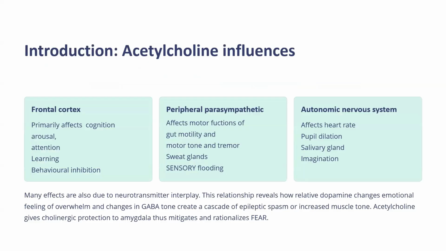Now, we will be introducing you to acetylcholine. This is the major neurotransmitter which is released at the synaptic level. There are three main areas where acetylcholine functions most appropriately. One is the frontal cortex, where primarily it affects the cognition of the person. Whenever there is damage to acetylcholine levels, it leads to Alzheimer's, where cognition gets low.